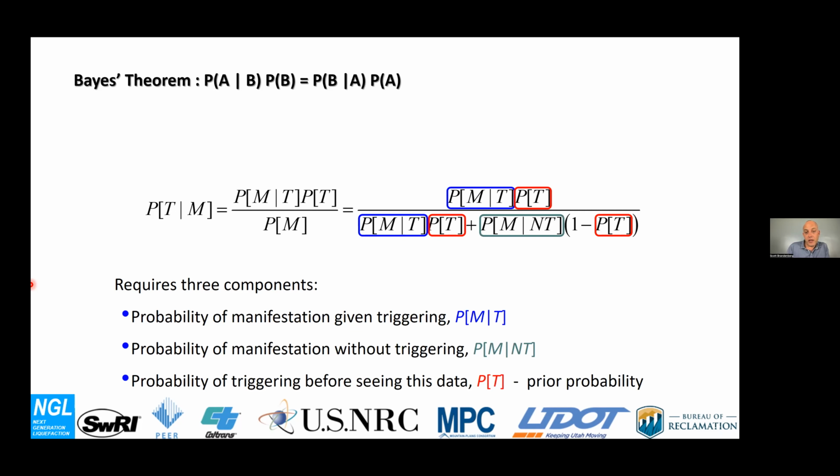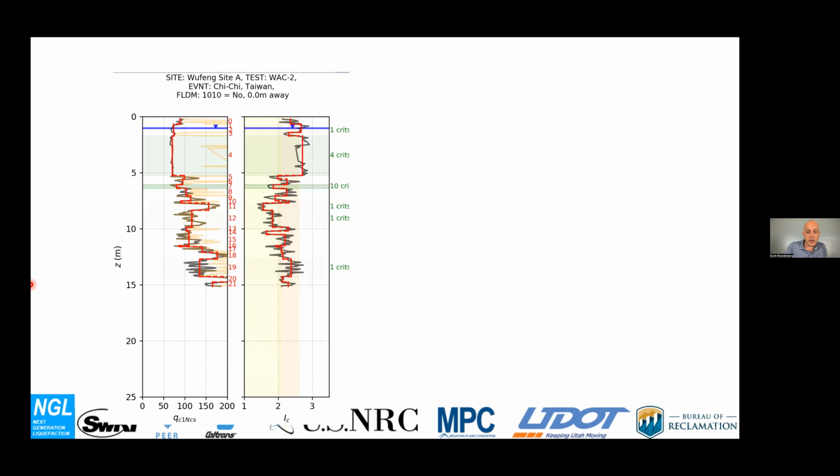And so our approach has been to use all of our knowledge about laboratory tests to help us constrain this probability of triggering. We recognize that laboratory tests are generally disturbed. There are some frozen samples that have been done that are roughly undisturbed, but why not use all this laboratory data that we have at our disposal to constrain this, at least to provide a prior probability? And then we are regressing the probability of manifestation given triggering.